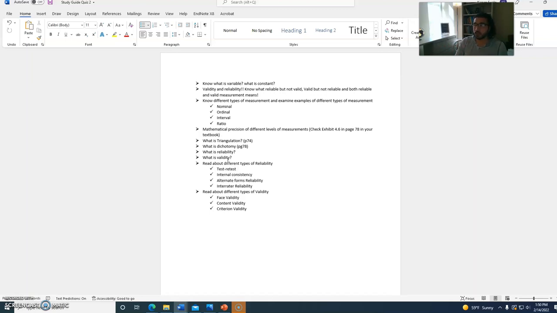The other concept that I would like to cover is triangulation. Triangulation is something that we are doing in research. That means we are looking at a variable by using different methodologies. What do I mean by that? Imagine that I am measuring stress, right? There is a bunch of different ways of measuring stress.